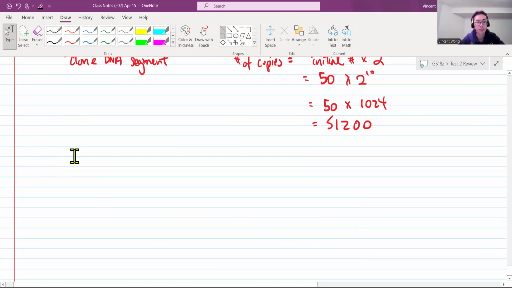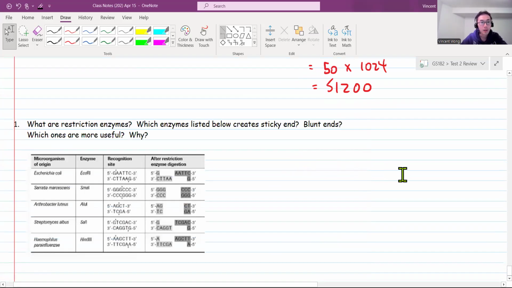Just remember the formula. Okay, what are restriction enzymes? They cut DNA. I mean, these are relatively fresh to you, right? We were still learning it last week, so I don't think they would give you too much trouble. But which one creates sticky ends? That's sticky ends, that's sticky ends, right? And then blunt ends are these ones.